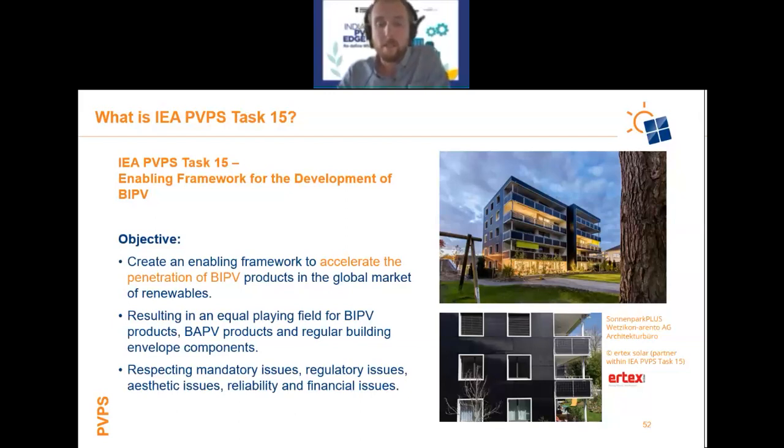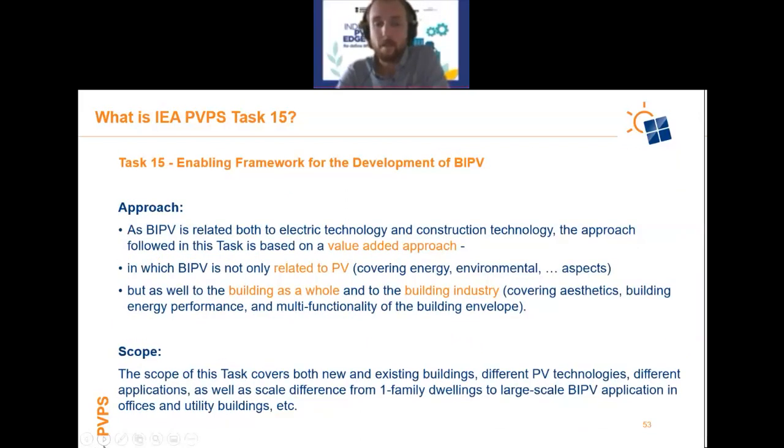So one of the tasks within the IEA PVPS TCP is the so-called Task 15, where we are working on an enabling framework for the development of BIPV, with the objective to create an enabling framework that accelerates the penetration of BIPV products on the global market. Next slide, please.